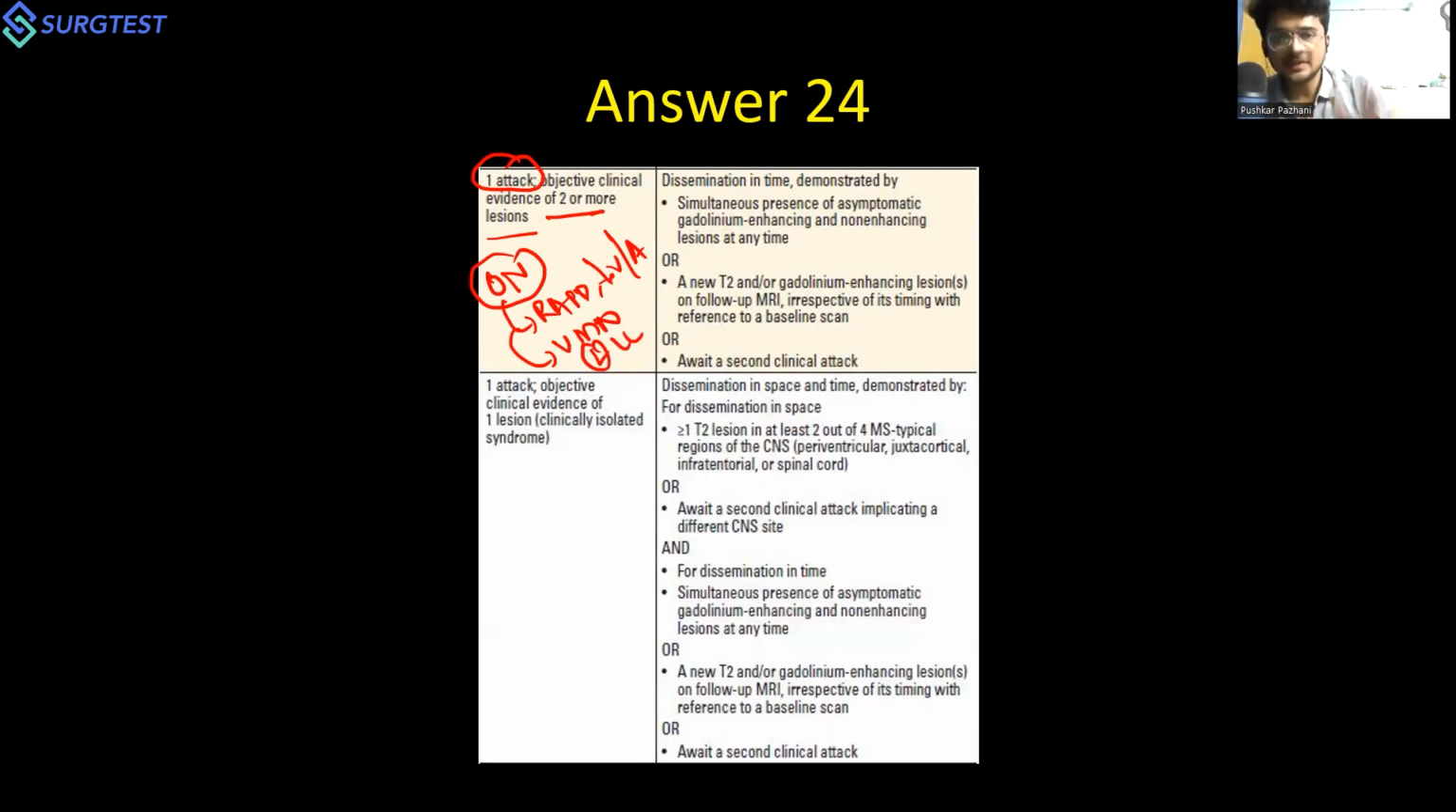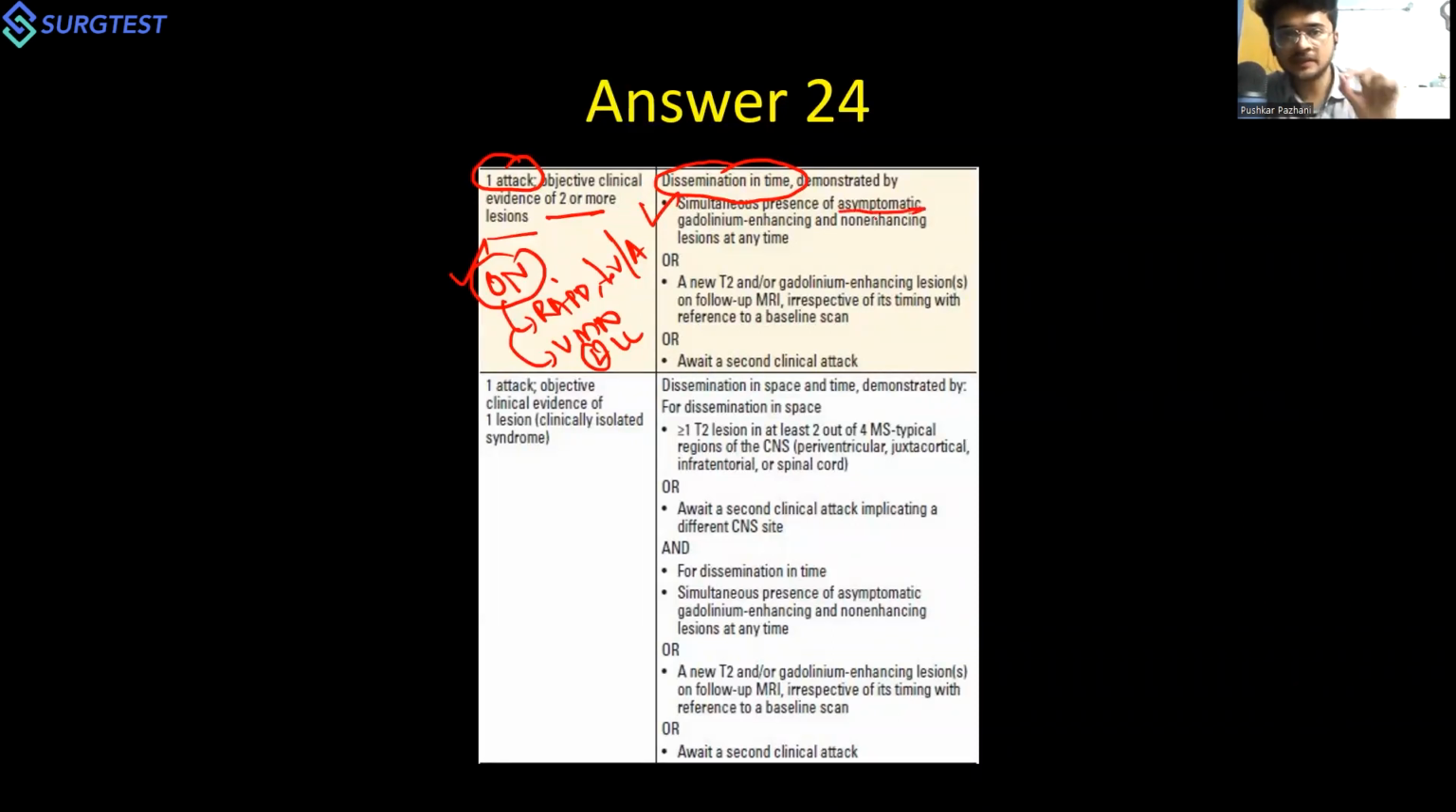Okay, so in this scenario, you need to demonstrate dissemination in time. Okay, guys, this takes some time. I recommend after this class, you go back to Harrison and go through the tabular column. It takes some time to understand McDonald's criteria. For some reason, it's very difficult, and only after entering DM residency, around 6 months in, I was able to get the hang of this. So anyways, this is our case. Okay, so basically one attack with objective clinical evidence of 2 or more lesions. So how do you prove dissemination in time? Okay, the simultaneous presence of both gadolinium enhancing and non-enhancing lesions, which are asymptomatic.